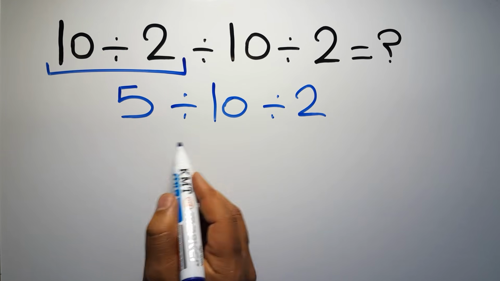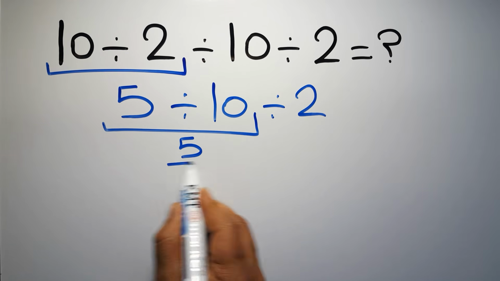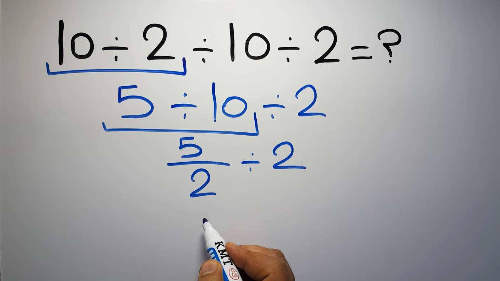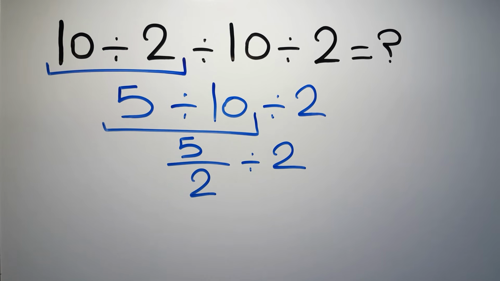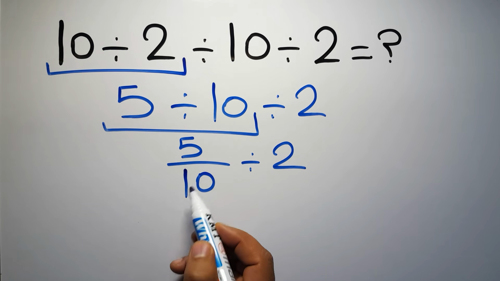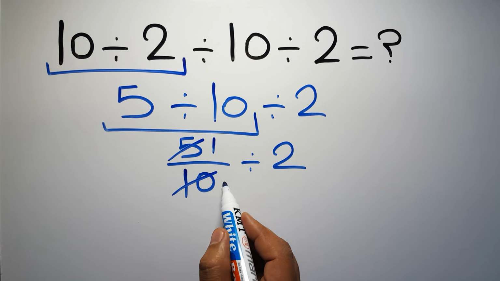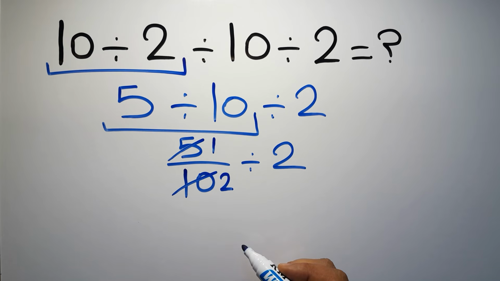Now we have to do this division. 5 divided by 10 can be written as 5 over 10, then divided by 2. Here we have 5 over 10. Okay? Now, let's simplify this fraction. 5 divided by 5 gives us 1 and 10 divided by 5 equals 2. So 1 over 2 divided by 2.